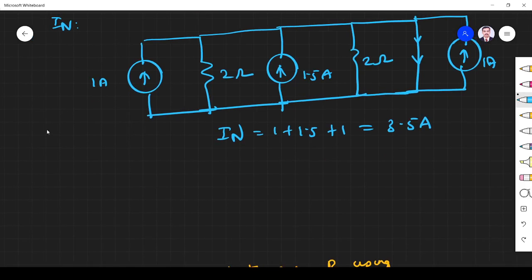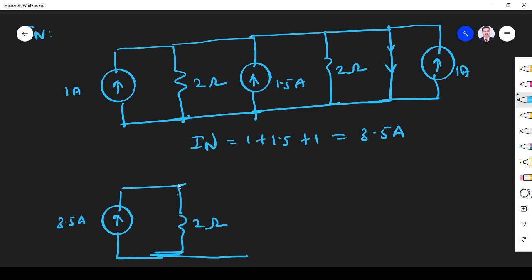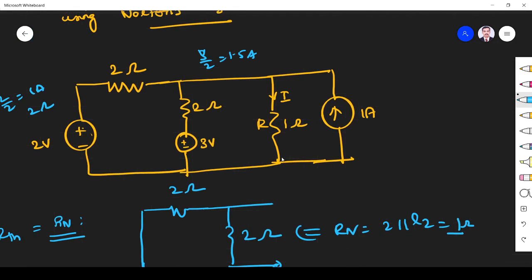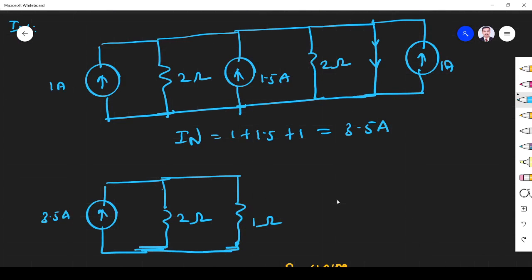So what we got is the equivalent circuit, that is a 3.5 ampere current source that must be parallel with R Norton. R Norton we already found, it is 2 ohm. Now this is the load resistance, this is 1 ohm. Yes or no? This is 1 ohm, right? I have to find the current through this resistor only. So the remaining circuit I replace with the Norton equivalent. So now I have to find the current through the 1 ohm.